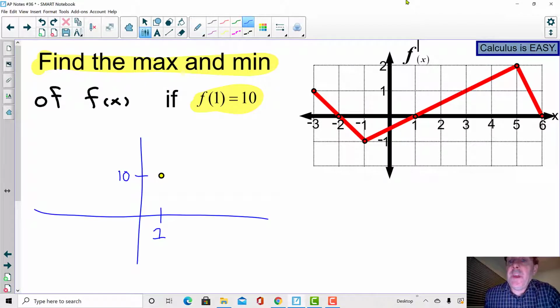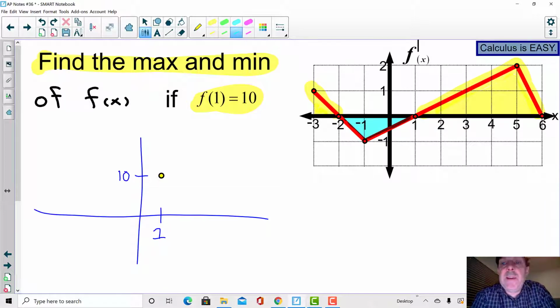Now the graph that they gave us is a graph of f prime. One thing we know about f prime is that when f prime is positive, the original function is increasing. So f prime is positive when you're above the x-axis. We also know that f is decreasing when f prime is negative. Now f prime is negative when the graph is below the x-axis. So that would be down here.